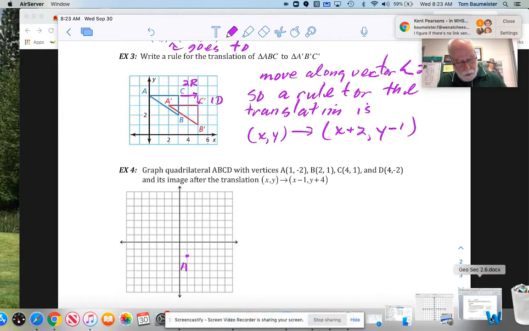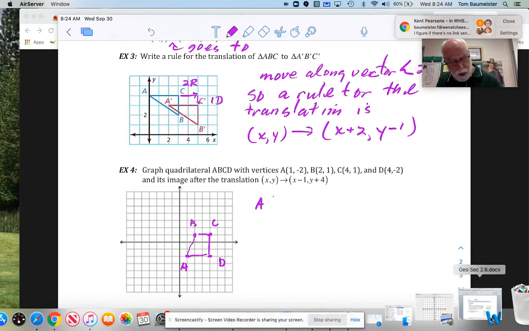So I'm going to go 1 and -2. So here's A, right? B is at 2 and 1. So over 2, up 1. There's B. C is at 4 and 1. 1, 2, 3, 4, and 1. And D is at 4 and -2. And again, connect the dots. All right. So you can always just go ahead and do each point and then plot those points.